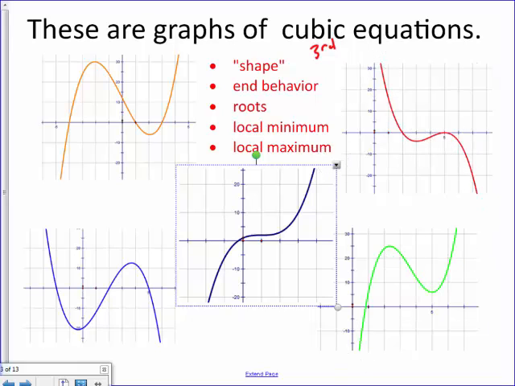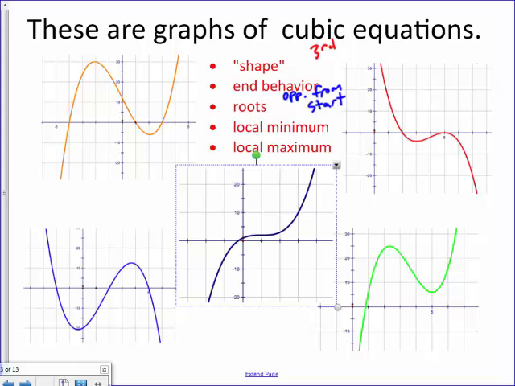And what do we notice about the end behavior? It's opposite from how it started. So if it starts down, it finishes high. If it starts high, it finishes down or low, right? So that's one thing that we should notice about our third degree polynomials here.